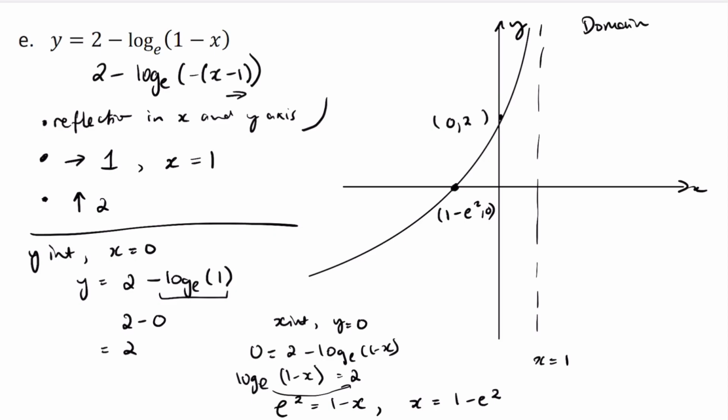Domain, smallest value is -infinity to 1. x is an element of, and range is once again R.